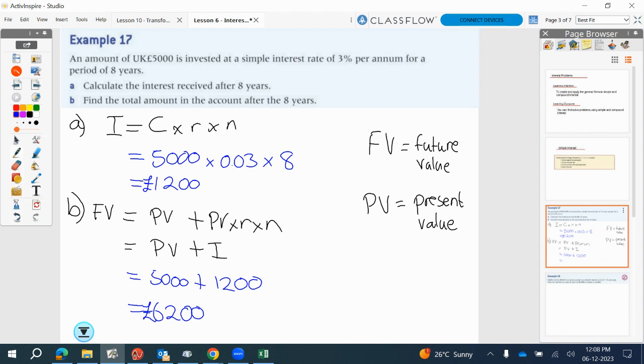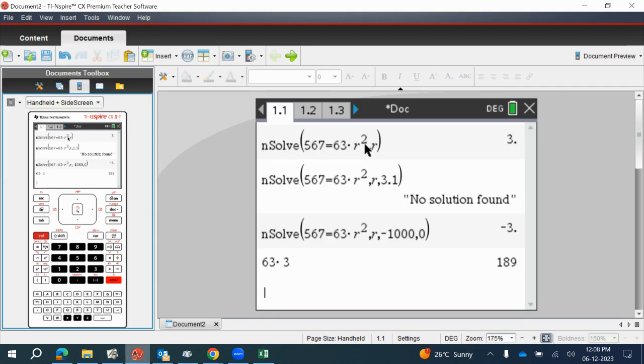If we look at how much is in his bank account at the beginning of the first year, how much is there? 5,000. How much is there at the end of the first year? 5,150. How do you get the 150? Because 3% of 5,000. What would be there at the end of the second year? You're calculating the interest, which is 150.